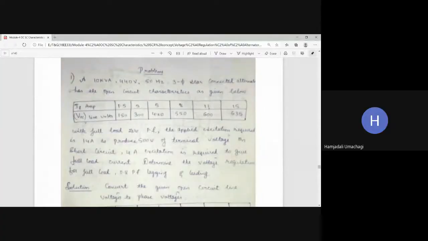Dear students, in today's class we'll discuss a numerical problem on the ZPF method, which is also called the zero power factor test method, or Potier triangle method, or Potier reactance method. I request all the students to note down this problem based on the ZPF test method.